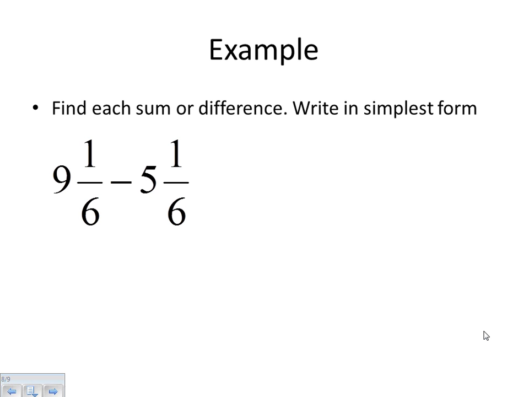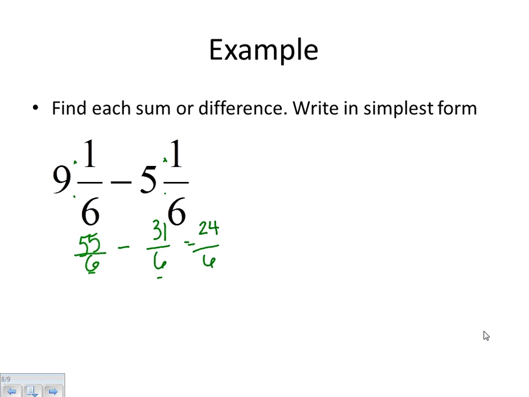Okay. So we've got 9 times 6, which is 54, plus 1, which is 55, over 6, minus, and we've got 6 times 5 plus 1, so we have 31 over 6. Now, as you can see, we have like denominators, so we can just go ahead and simply subtract the numerators. So I've got 55 minus 31, and you should get 24 over 6.